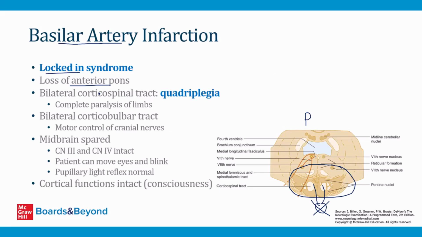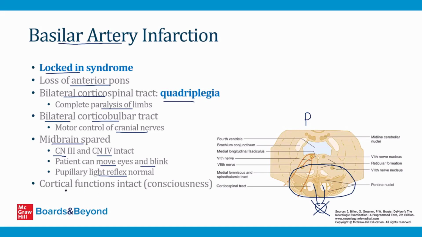So what does the locked-in syndrome look like? Well, first of all, there's bilateral loss of the corticospinal tracts. This leads to quadriplegia, complete paralysis of all limbs on both sides of the body. You also have bilateral damage to the corticobulbar tracts. So this leads to loss of motor control of the lower cranial nerves in the pons and medulla. The midbrain, however, is spared. So cranial nerve 3 and cranial nerve 4, which arise from the midbrain, will be intact. This means that the patient can move his or her eyes and also blink, and the pupillary light reflex is normal, but the patient won't be able to speak.